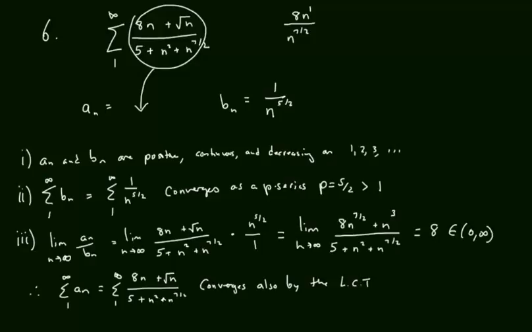Answer revealed. The limit of the ratio an over bn equaled 8, which is between 0 and infinity, and therefore the sum of the infinite series converges by the limit comparison test. One of the key features was distributing this. The way I wrote it was times reciprocal, and then I distributed to get this expression, which led me to the limit of 8.